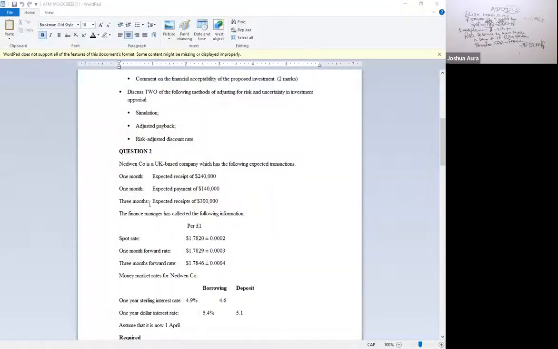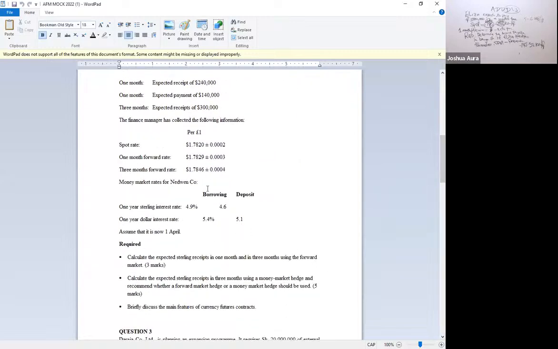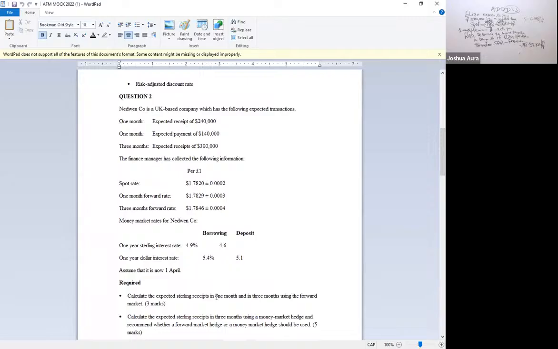Now, ladies and gentlemen, we are told here: 1 month expected receipt, $240,000. 1 month expected payment, $140,000. 3 months expected receipts, $300,000. The finance manager has collected the following information. So we have the spot, we have 1 month forward, we have 3 months forward, we have the money market rate. This was an SEC question, but CASNEB took it the way it is and just changed the currency. We are required to calculate the expected sterling receipts in 1 month and in 3 months using the forward market.